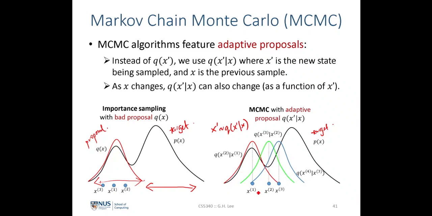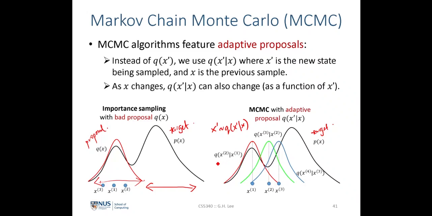What we are going to do here is draw samples. Suppose that the first sample we are given is x1, which corresponds to the peak of this proposal distribution denoted by the red curve. And we are going to draw the next sample.